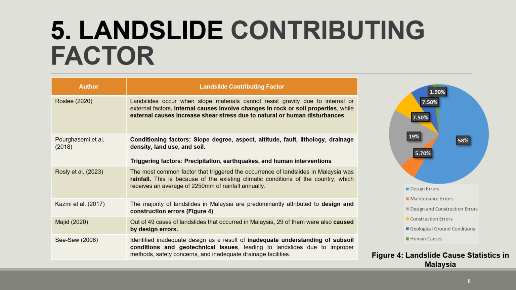Rossley 2020 highlighted that landslides occur when slope materials cannot resist gravity due to internal or external factors. Internal causes involve changes in rock or soil properties, while external causes increase shear stress due to natural or human disturbances. Pourghasemi 2018 divided the factors into two, which are conditioning factors, including slope degree, aspect, altitude, fault, lithology, drainage density, and land use and soil.